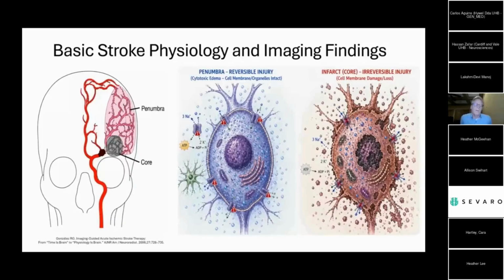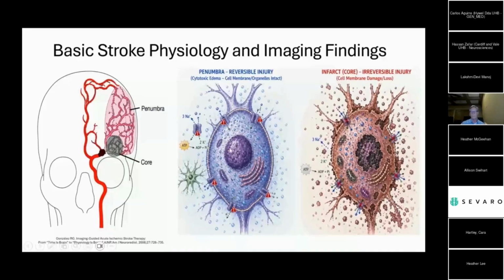Now, brain physiology. Truthfully, you guys know this better than I do, but we're still going to talk about it. So here's an image of a brain. It's a modified image from a Gonzalez article. You have the ICA coming up. It splits into M1 and the ACA, and here's the clot, the dark thing. And of course, all the brain tissue behind it is the stroke. We have the core here in gray, and we have the penumbra in pink.